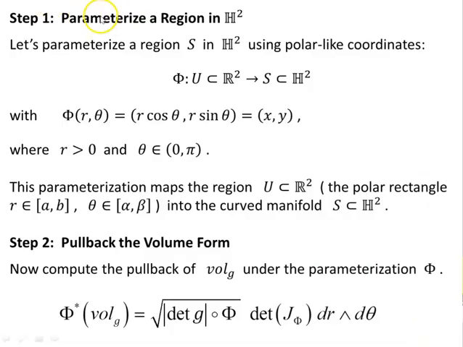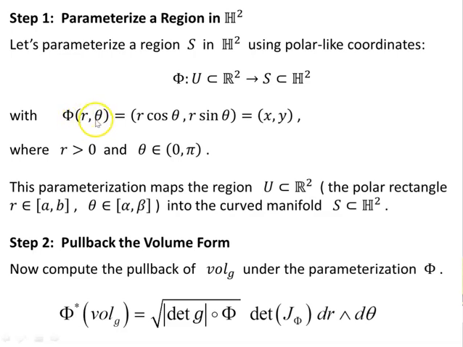Now, step 1, we're going to parameterize this because we want to perform an integral of this. So we're going to have some function we're going to integrate, which we'll get to shortly. So let's parameterize the region S in H2 using polar-like coordinates. Phi is a map from the open set U contained in R2 to S contained in H2, two-dimensional hyperbolic space, with phi of r, theta being (r cos theta, r sine theta) equals (x, y).